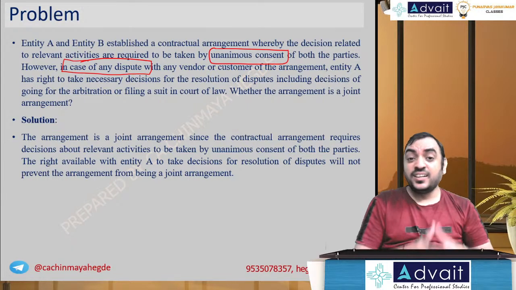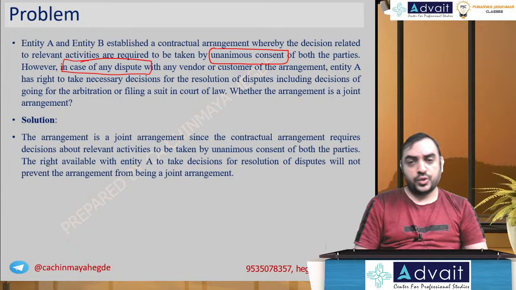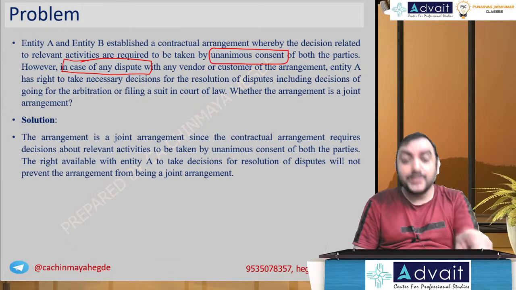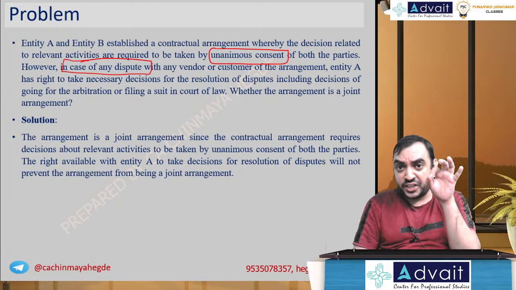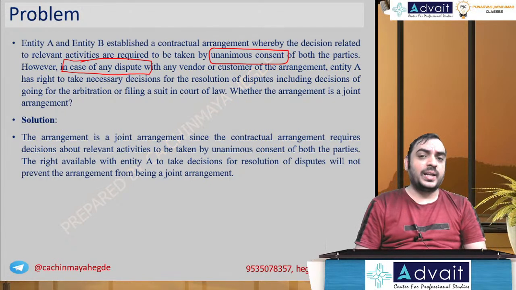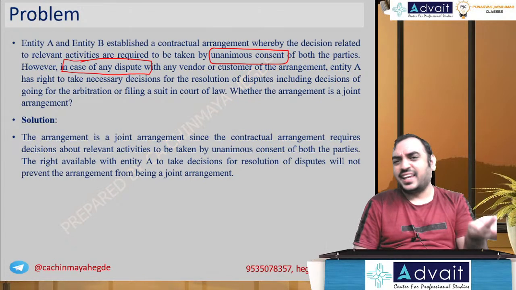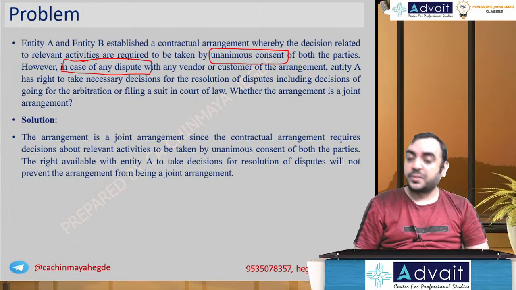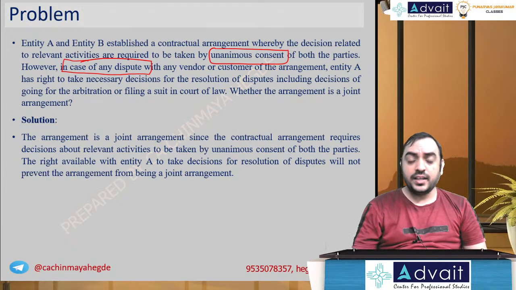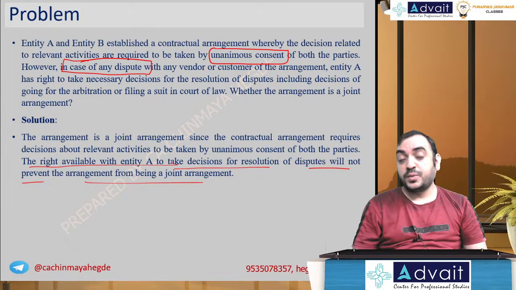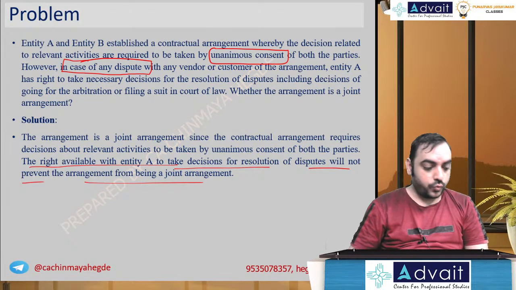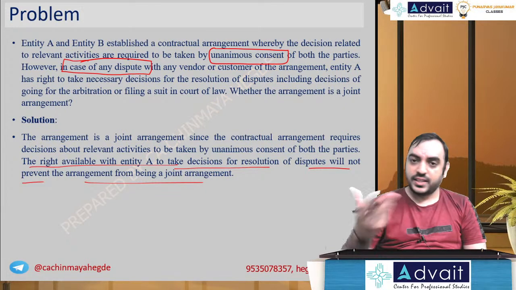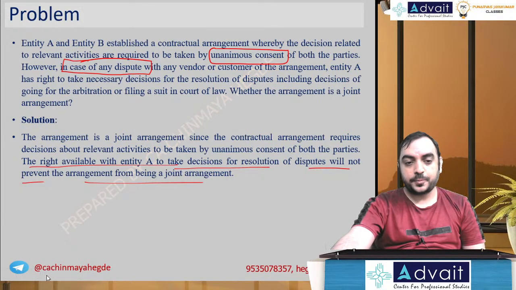Because entity A and B always require unanimous consent. Only in this one particular case, that is in case of difference with the vendor or customer, A Limited can take an independent decision. So only in one or two cases A can act separately, which does not mean the entire structure of the organization is controlled by A Limited separately. The right available to entity A to take decision for resolution of disputes will not prevent the arrangement from being a joint arrangement. Yes, one or two extra rights will not be a problem. It will be considered as a joint arrangement.